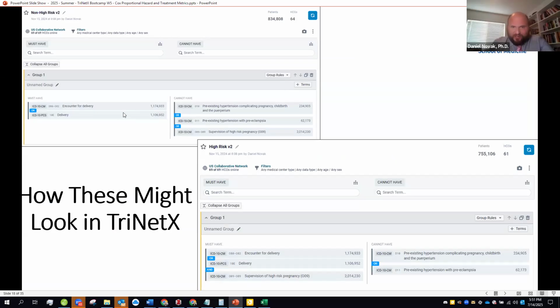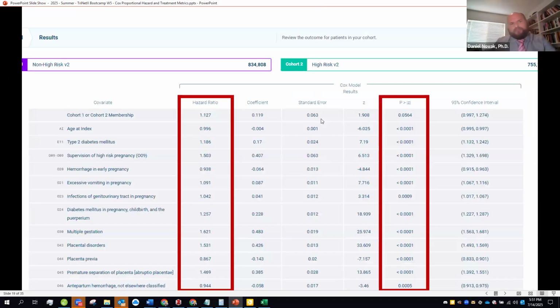You can see they're non-overlapping because otherwise being identical, one has the supervision of high-risk pregnancy and the other does not. Supervision of high-risk pregnancy, 009, is fairly widely used. There's about 2 million people tagged with it. So we figured that was a pretty good proxy for high-risk pregnancies, though there could be others out there that we might want to grab.